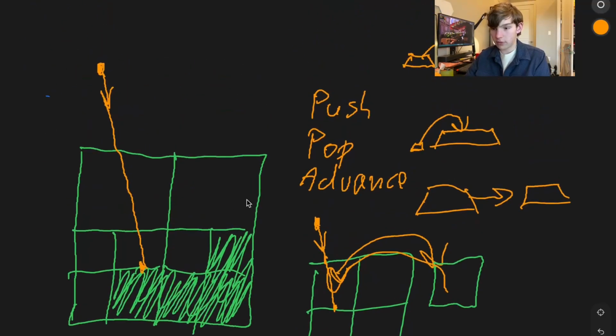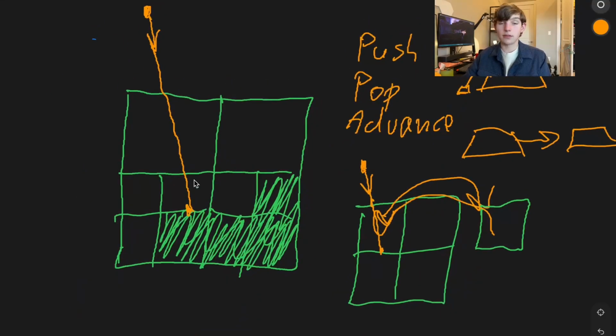It's just a series of these push, pop, and advance functions being run over and over again until it finds the data. And this allows for it to very efficiently make use of the hierarchical data structure that we have implemented.